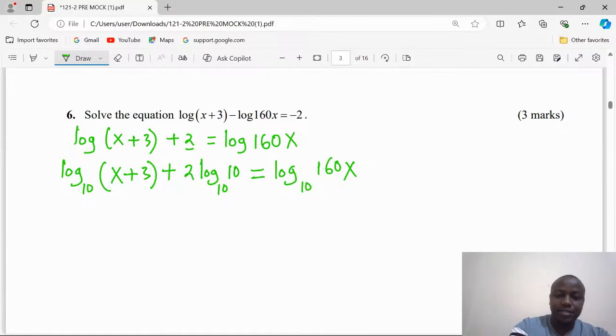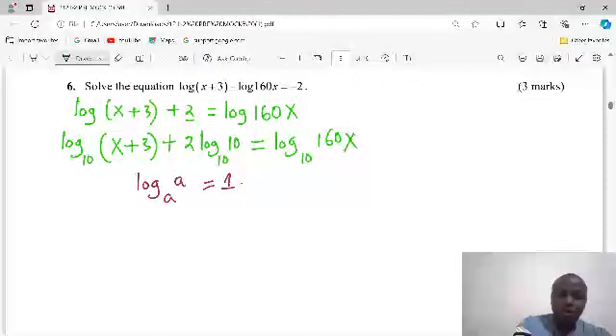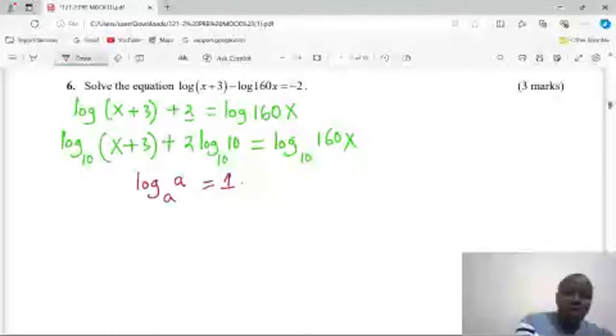This is owing to the fact that in case we take the log of a number, let me write this law of logarithms using a different color. The log of a to base a is 1, so the log of 10 to base 10 is 1, times the value of 2.